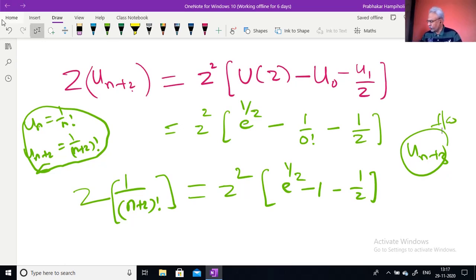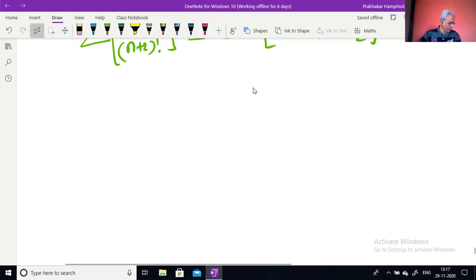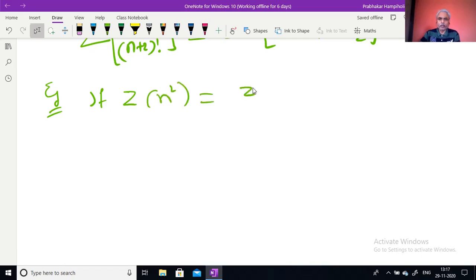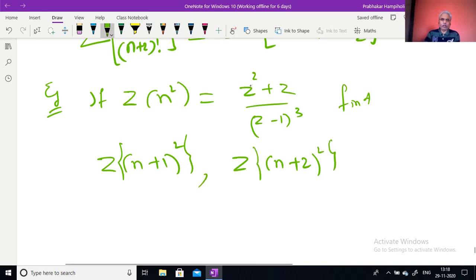Now similarly, suppose I apply the same theorem to one more. Next example, important examples. If Z transformation of n square, sometimes it is not given because you know it, is z square plus z by z minus 1 whole cube. Find Z of (n plus 1) whole square, so u_(n+1), Z of (n plus 2) whole square, and so on. Now let us write.